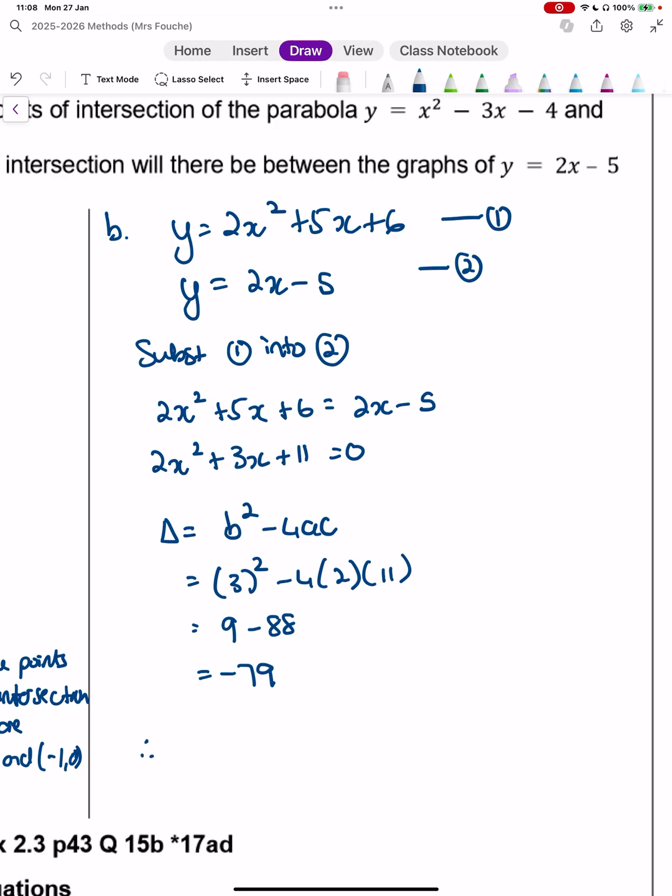So we need to say delta is negative, therefore there are no points of intersection.